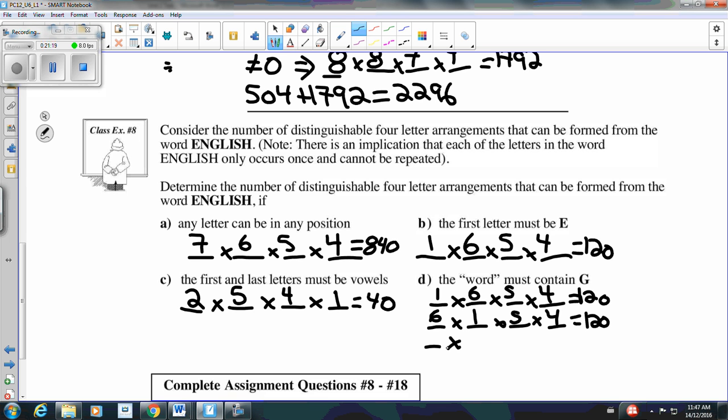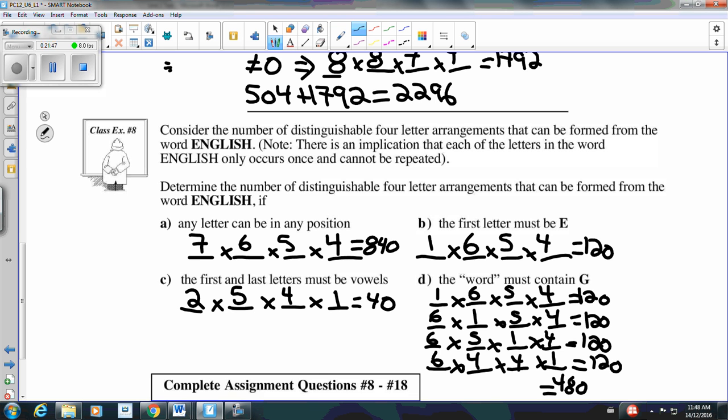And same idea now, if G is in the third spot, I fill in the 6, 5, 4. So you're going to see that these all are going to equal 120. So you didn't really need to lay it out 4 separate times. My last option is if the G is in the last spot, and 6, 5, 4. So to get my total, I then added these together, which gives me 408. Okay, and that's the end of lesson 1.